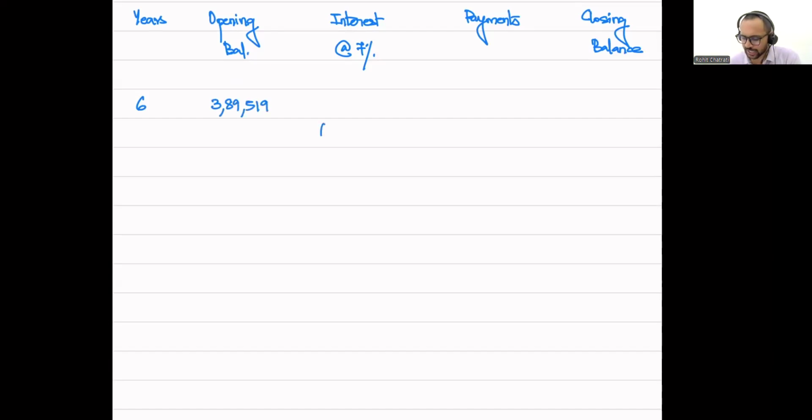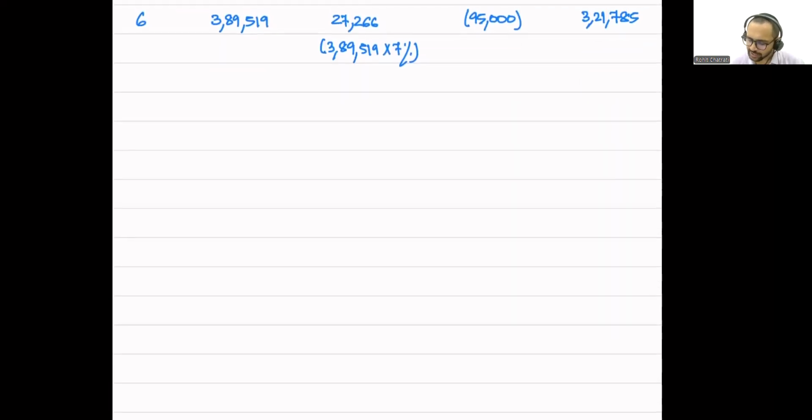Interest will be calculated as 3,89,519 multiplied by 7 percentage, which is going to be 27,266. All right, I'm ignoring the decimals. I will have a payment at the end of year 6 of 95,000. So that brings my closing balance to 389,519 plus 27,266 less 95,000, which is equal to 3,21,785.